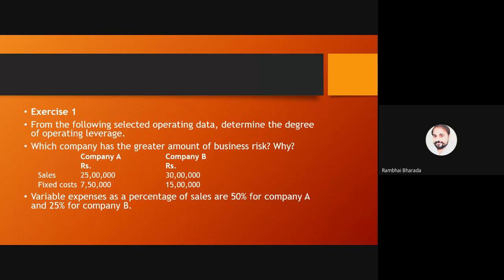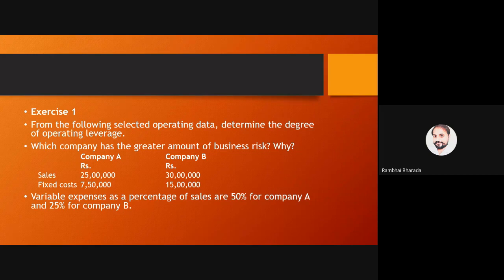Now we go for the calculation for company B. For company B, sales is 30 lakh minus fixed cost 15 lakh minus variable cost 7 lakh 50,000. So final answer for company B is 7 lakh 50,000.